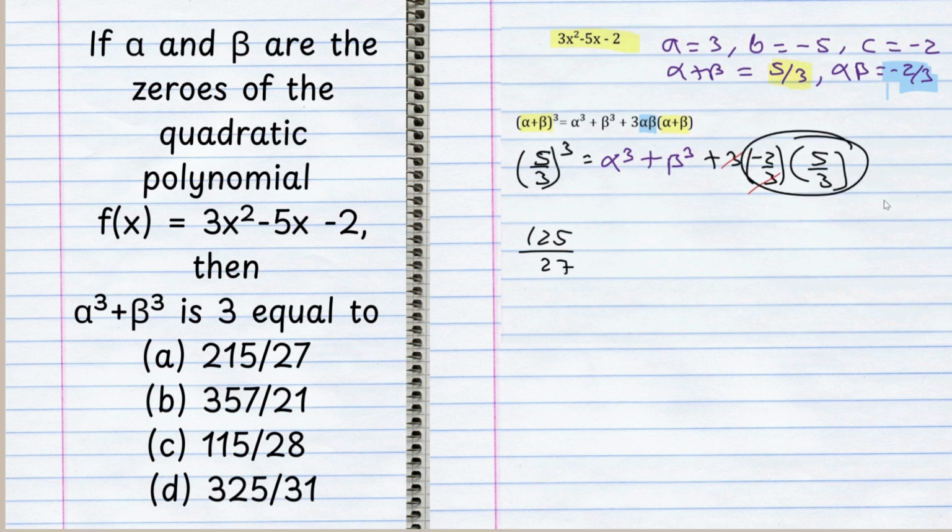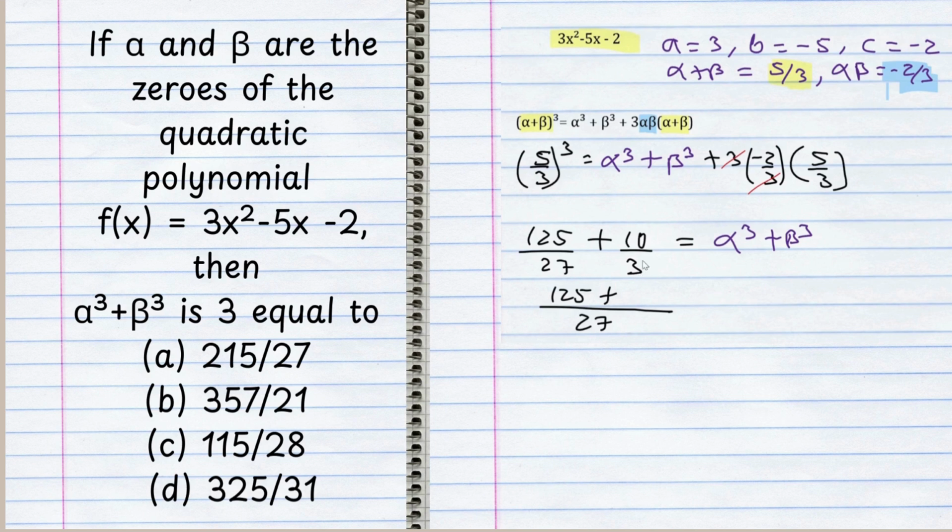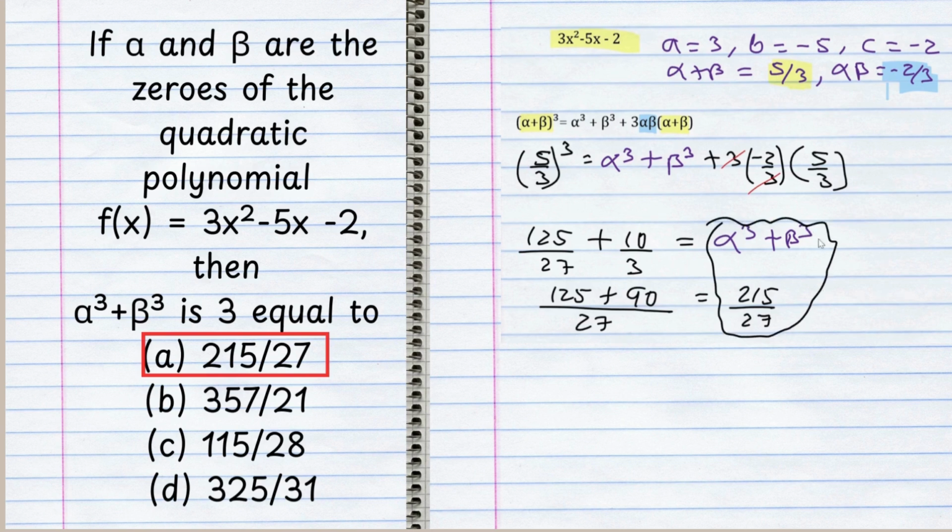And how much is this? This is minus 10 over 3. So on transposing this to the left hand side, it becomes positive 10 over 3, which is equal to alpha cube plus beta cube. So next we are going to take the LCM, which is 27 in this case. This is 125, and 3 times 9 is 27. 9 into 10 is 90, right? Which can be written as 215, right? 215 over 27 is the value of alpha cube plus beta cube.